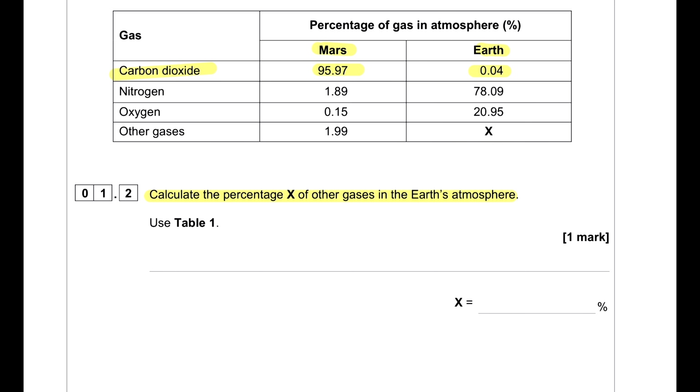So when it comes to other gases, we just need to remember the total is equal to 100. 100 minus 78.09 minus 20.95 minus 0.04. The remainder will be 0.92%.